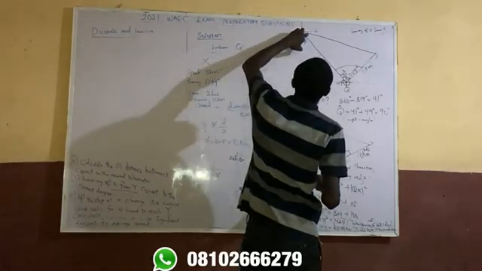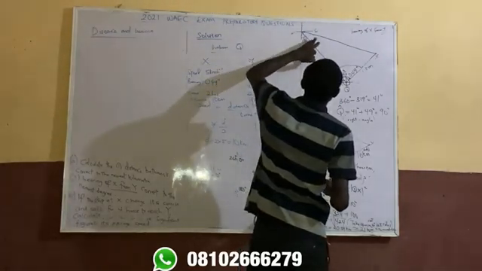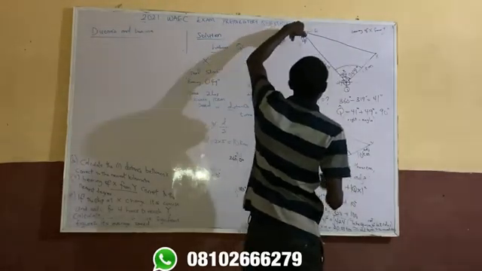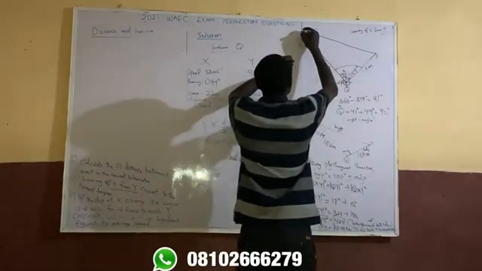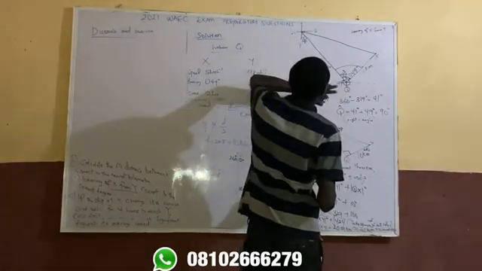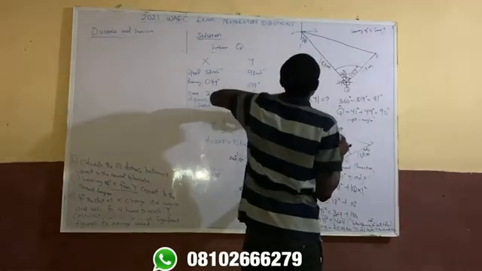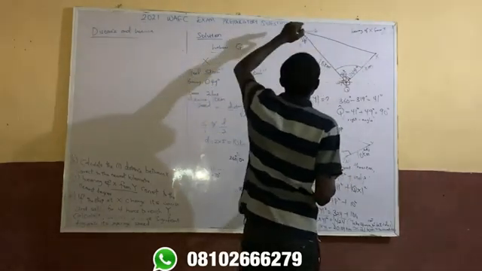Now we have to look for the bearing of x from what? We have successfully drawn the cardinal points on y. This is the point y. And the first thing we need to check is, how do I get the bearing in the first place? How do I get the bearing of x from y?